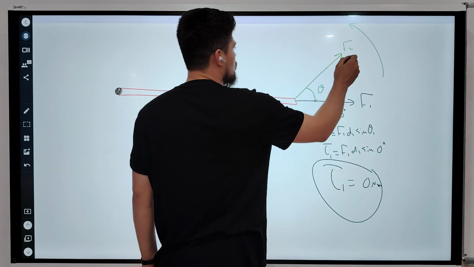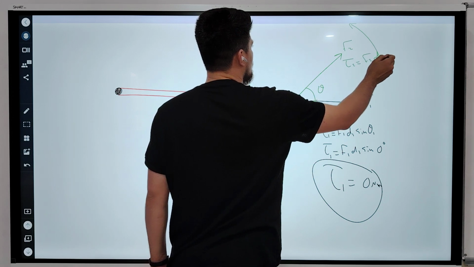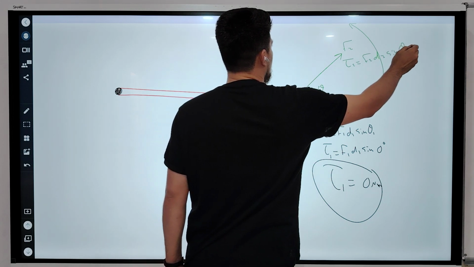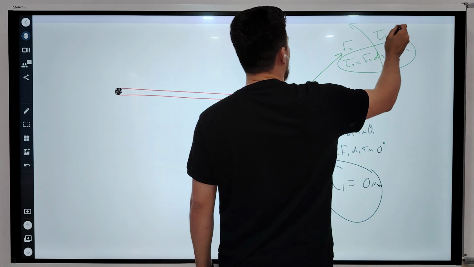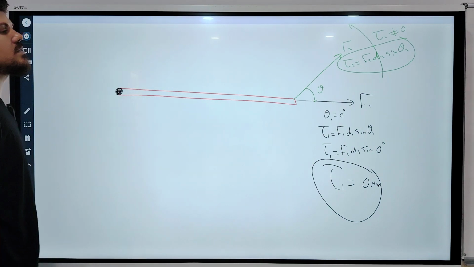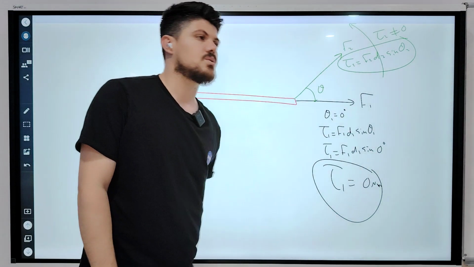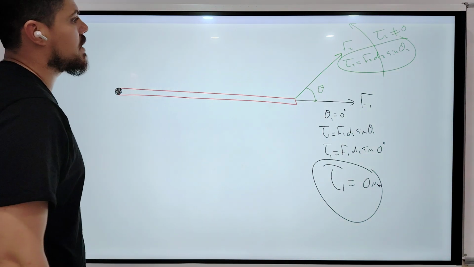How can we determine torque number 2? It is equal to F2 D2 sine theta 2. The torque number 2 is not equal to 0. Is it positive or negative? It is positive. Why? Because it's counterclockwise. Torque can be positive and negative. Now I'm going to explain in detail.